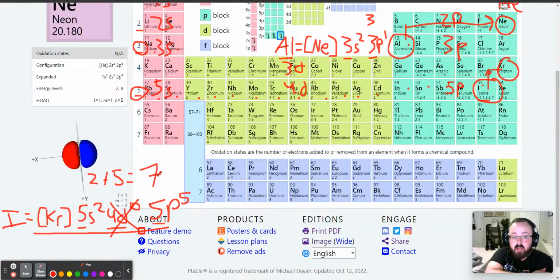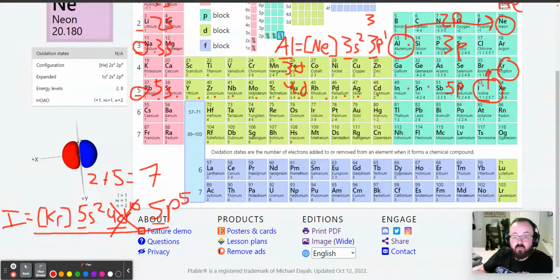You can expect me to ask. I will give you something like this, 5s2. Why don't we count the 4d10? I'm going to ask that. Just because once I give you the easy way to calculate valence electrons, I still want you to know the background behind it. So you're still going to have to do it.